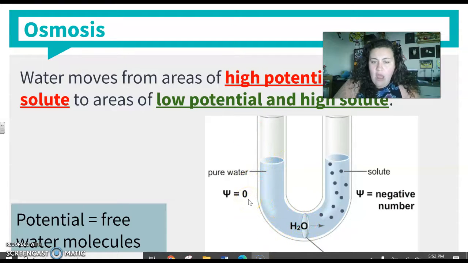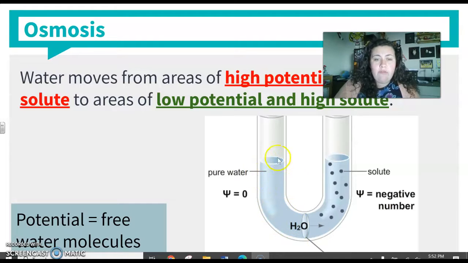And so we'll get into it a little more next week because we're actually going to use these things here to calculate the water potential. This is a psi, I believe, and it's how you represent water potential. So we'll get more into that part next week. But over here we have pure water, very high potential, and no solute over here.